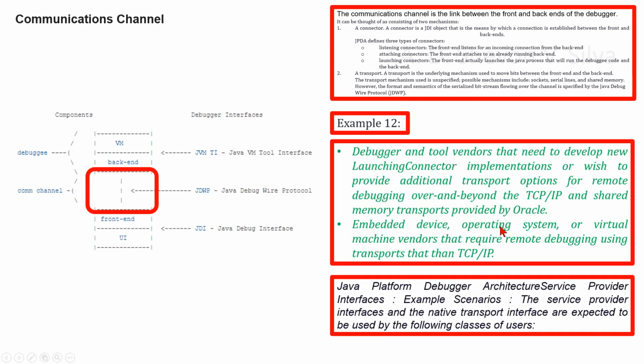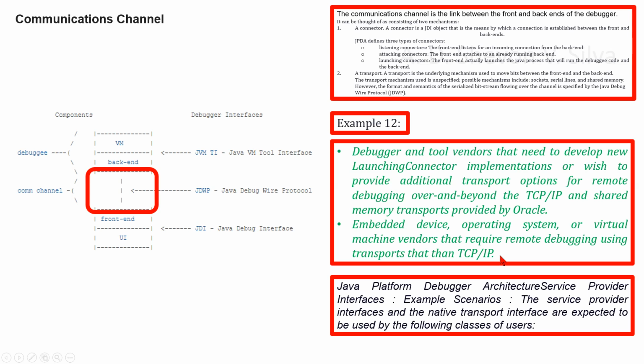Now we are considering example scenarios in service provider interfaces in Java platform debugger architecture. The service provider interfaces and native transport interfaces are expected to be used by the following classes of users: debugger and tool vendors that need to develop new launching connector implementations or wish to provide additional support options for remote debugging over and beyond the TCP/IP and shared memory transports provided by Oracle.